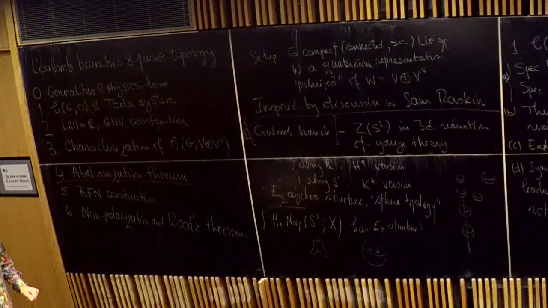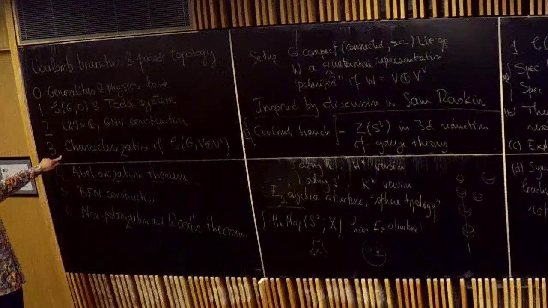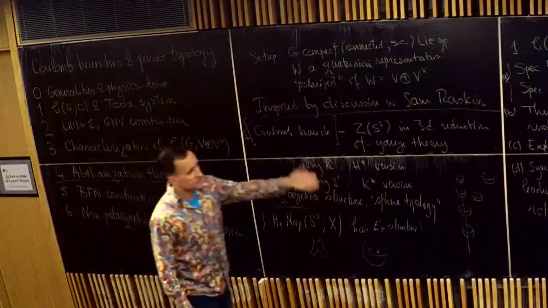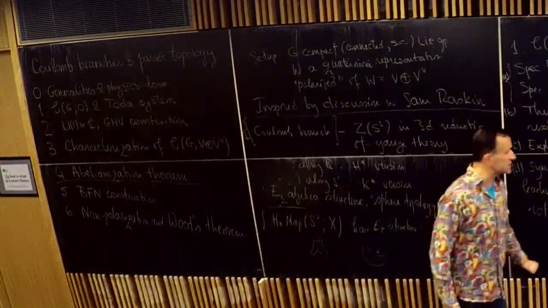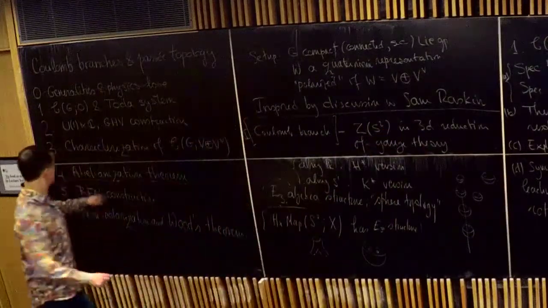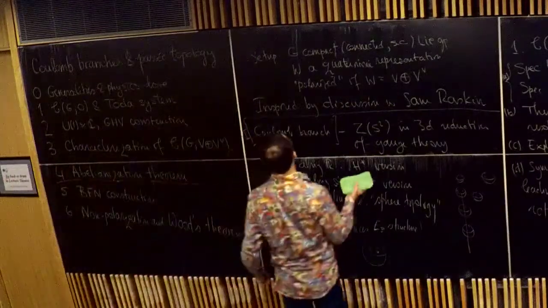Alright, so I think the next thing I'll tell you is the linear case, and then we'll be able to characterize the Coulomb branch in terms of gauge field representation instead of this construction, and then I'll try to go quickly to 4 and 5 and say a word about 6.